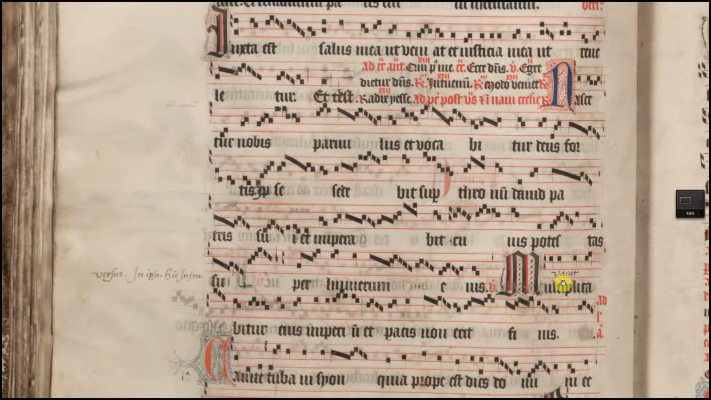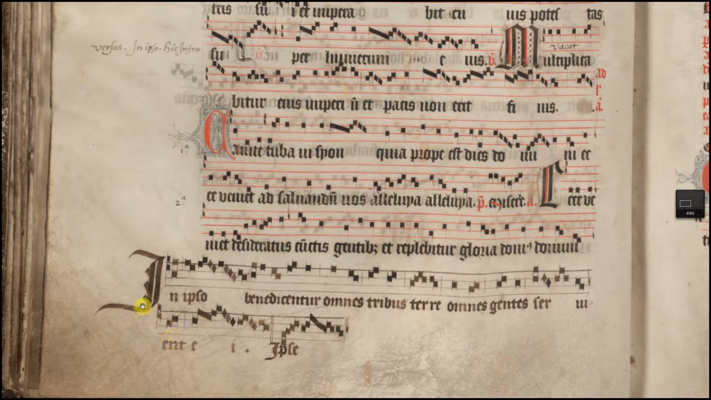The word vacat has been placed there, meaning, well, this is an empty place, you should replace it by something else. And as you can see here in the margin, it says versus in ipso hic infra, as it is written below. And this is the verse that we can find below.